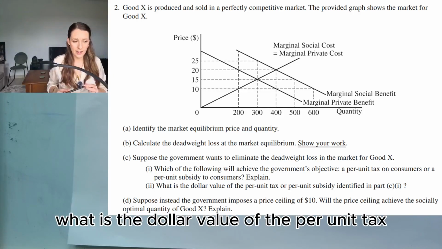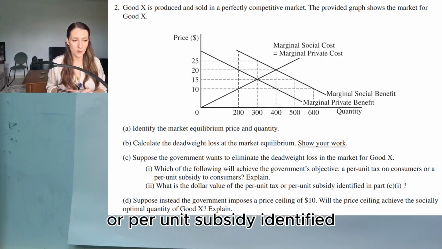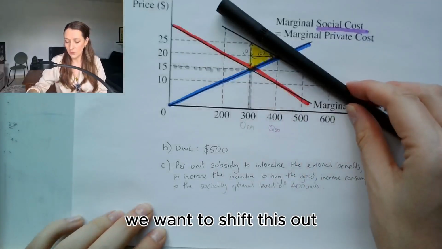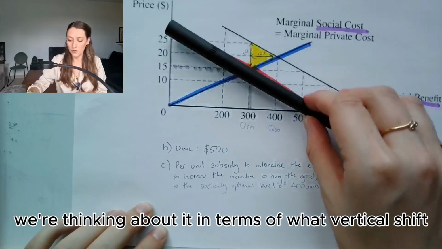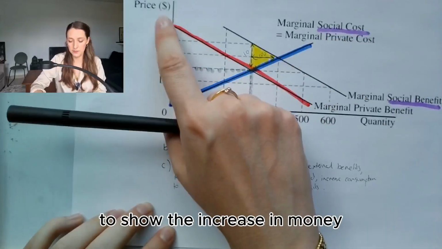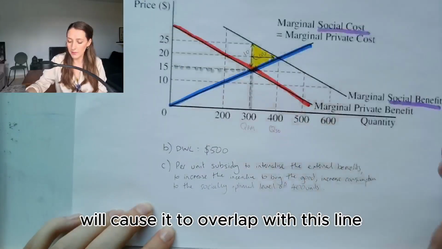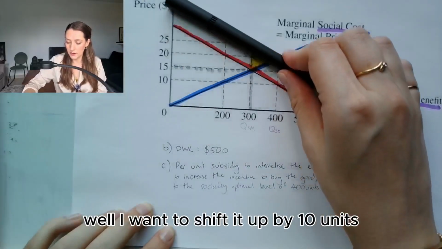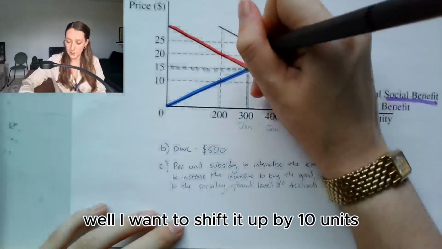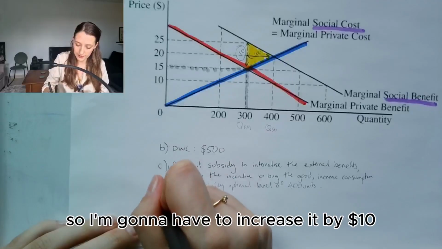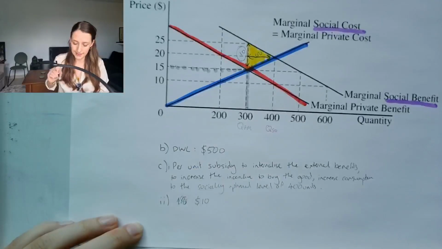What is the dollar value of the per unit tax or per unit subsidy identified? Well, we want to shift this out. We're thinking about it in terms of what vertical shift, to show the increase in money, will cause it to overlap with this line. Well, I want to shift it up by 10 units, so I'm going to have to increase it by $10.